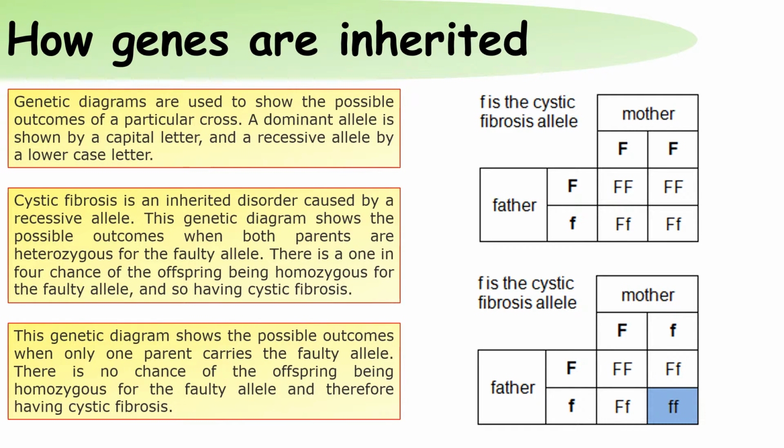Underneath is where the mother and the father are both heterozygous, having one dominant allele and one recessive allele. In this case, there is a 1 out of 4, or a 3-to-1 ratio, or a 25% chance that one of their offspring may develop cystic fibrosis.